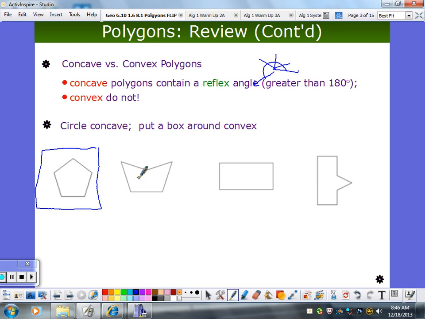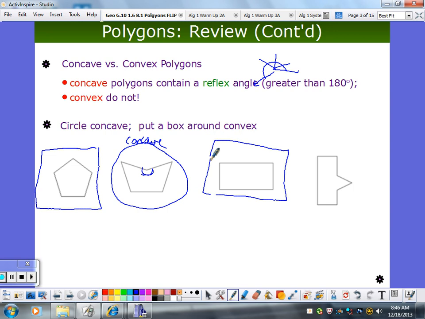Concave have a reflex angle. So I look at all the internal angles. Do any of these have angles that are bigger than 180? Yeah, this guy. So this would be a concave one. So I circle that guy. Concave or convex? Okay. This is convex. There are no reflex angles in there. That's my box, right?